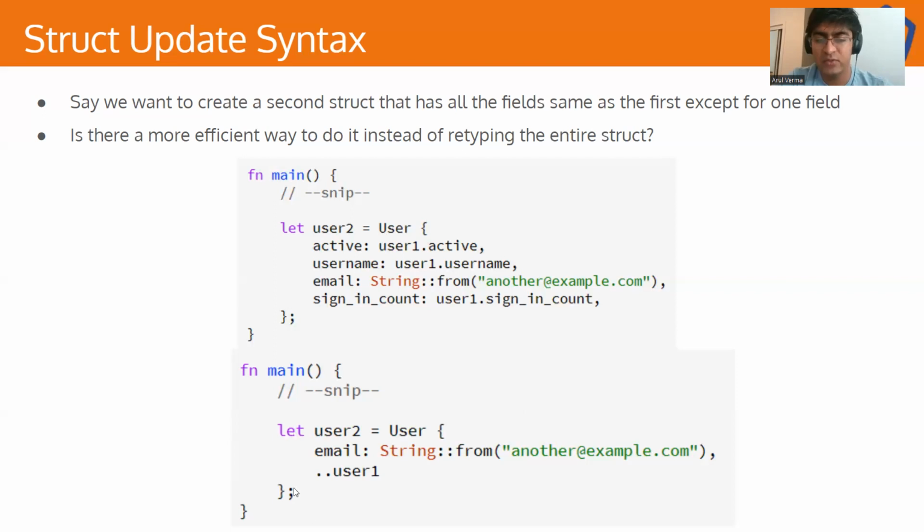So we have let user2 is equal to, and then it's just User, curly braces, and then we say the line that we want to replace. So we want to replace email with another @example.com. And then this ..user1 tells Rust, the compiler, that all other fields inside my instance are going to be the exact same as user1. So we just put the second instance that we want to copy from here. And so Rust will change email in user2, and then it'll copy everything else from user1. So it's a very easy quality of life way of doing essentially the same thing that's going on here.